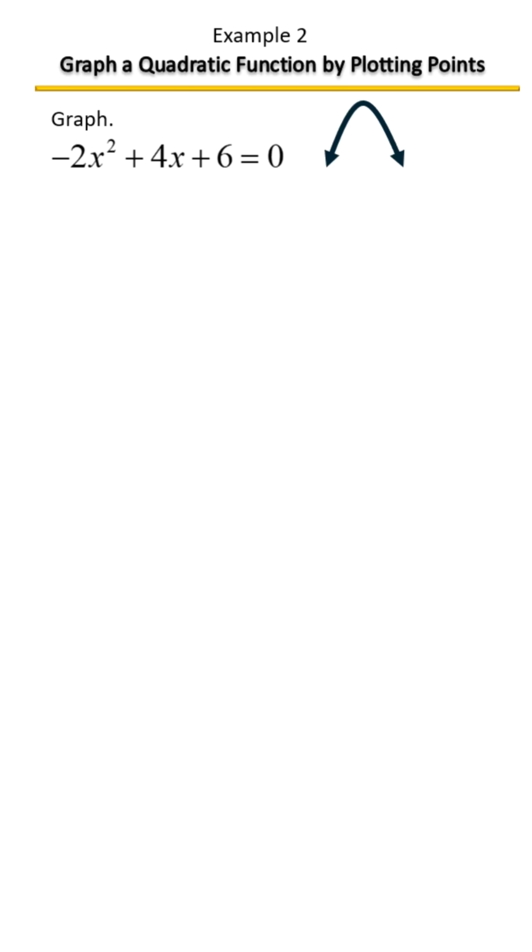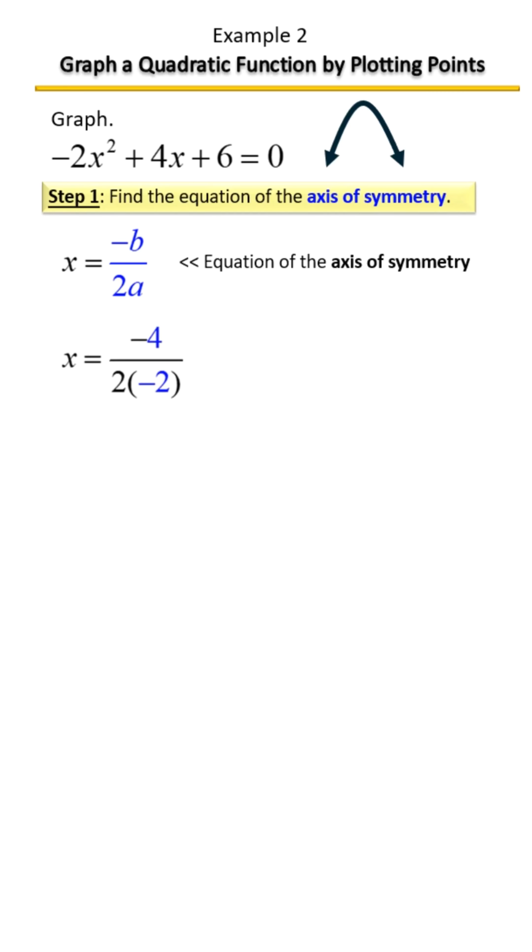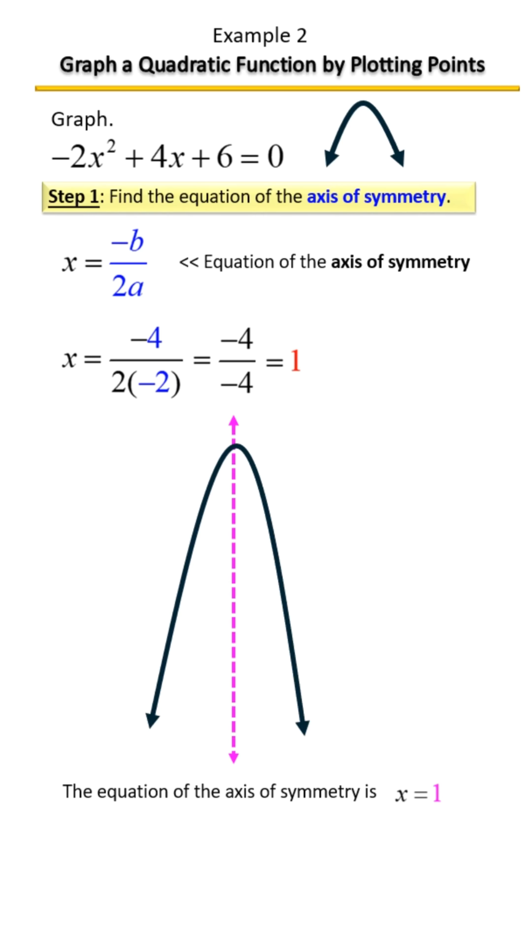So step 1, we want to find the axis of symmetry, which is the x value of the vertex. To find that, you're going to simply do negative b over 2a. Notice here that b is 4 and a is negative 2. So we're going to go ahead and plug those values in. When we do so, it's going to look like so, which is going to give us negative 4 divided by negative 4, which is 1. So our axis of symmetry is 1.